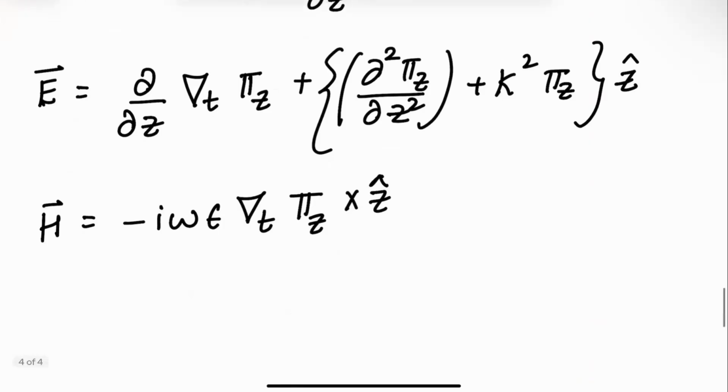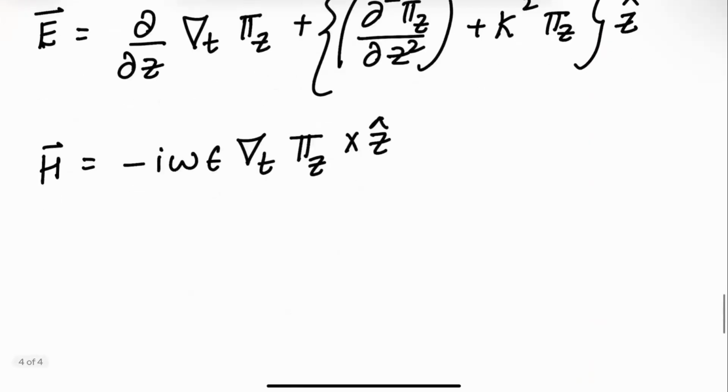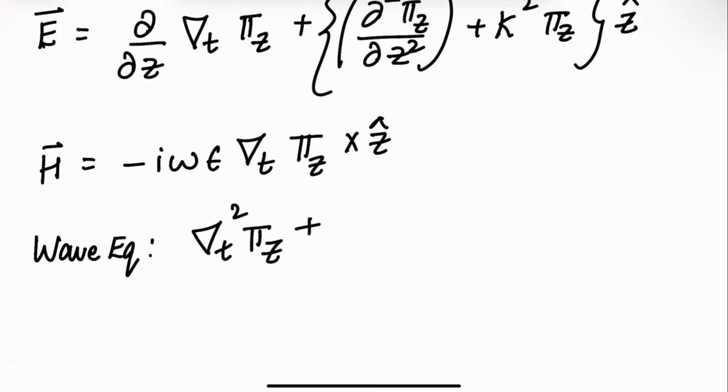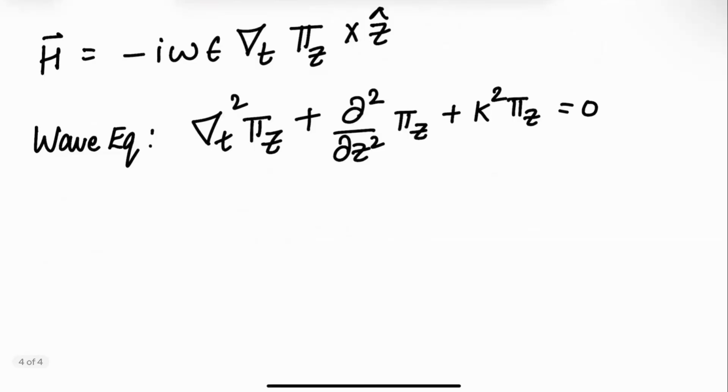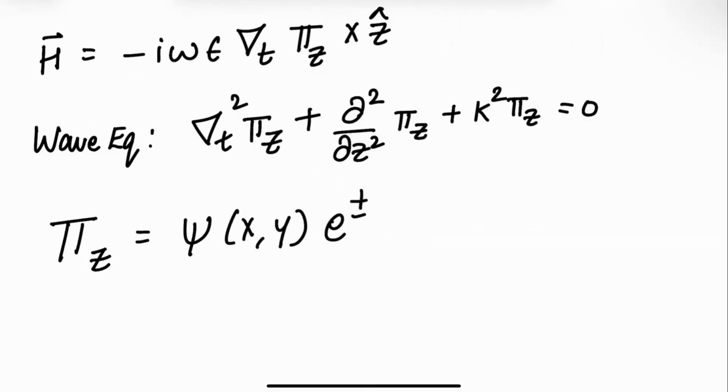Okay, so if I go back to the wave equation, what does that look like? That's pretty simple: d square over dz square pi z plus k square pi z equal to 0. We said that we are interested in the direction of propagation K along z hat, and that's the kind of solution we're looking for. So we're looking for solutions of this kind: pi z equal to psi of x comma y, e to the plus or minus i beta z.